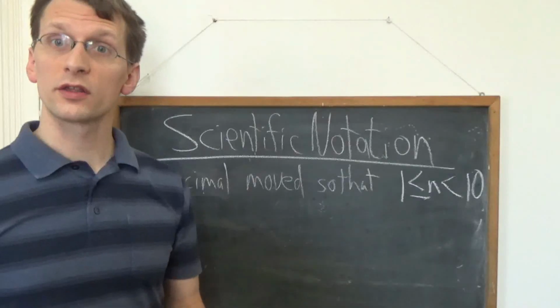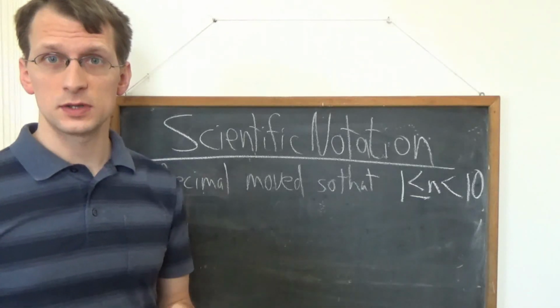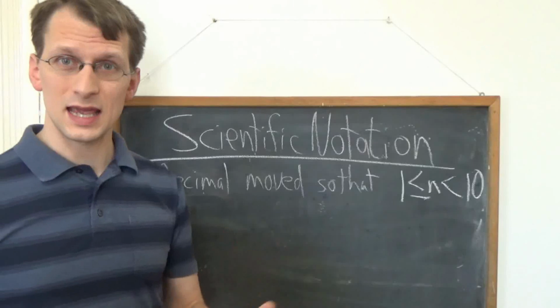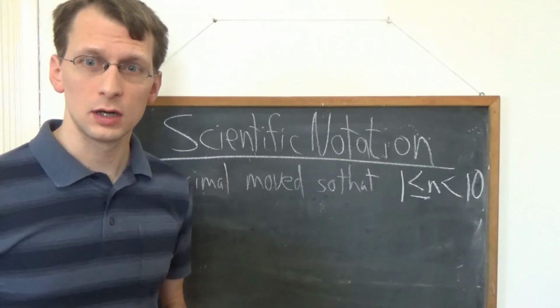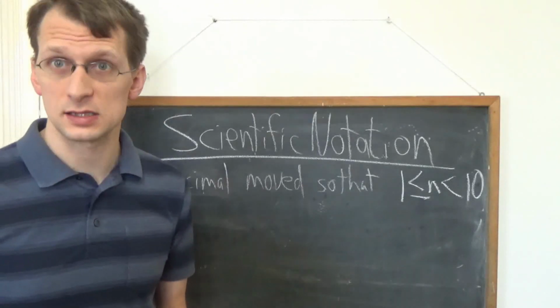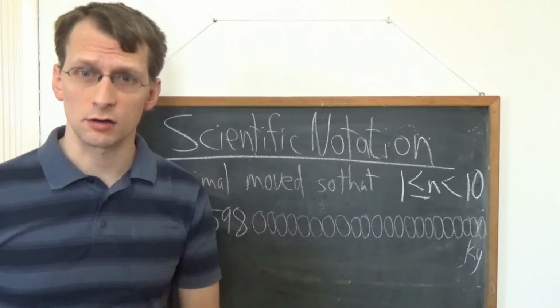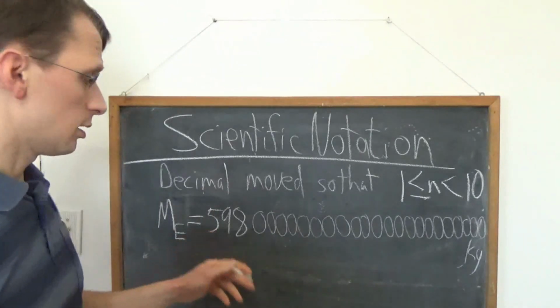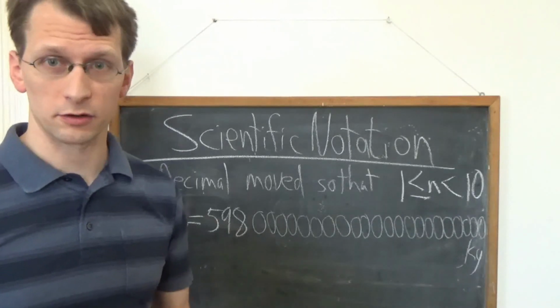Let's get into it. One of the first things is to change the number so that it's between 1 and 10, with 1 included. You can have 1.0, but once you get to 10, you'd have to move the decimal one more place. So for one example, I'm going to use the mass of the Earth. The mass of the Earth is 5.98 times 10 to the 24th kilograms.